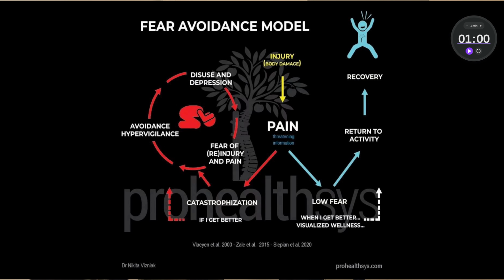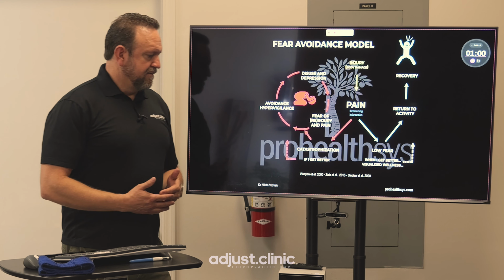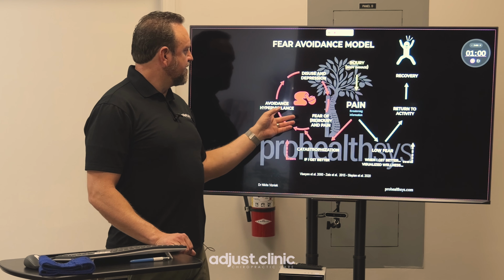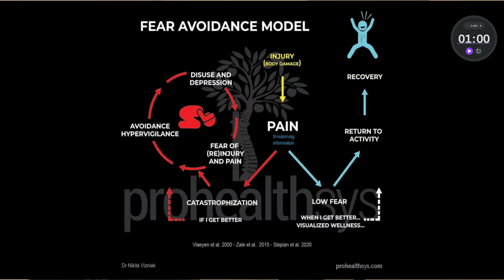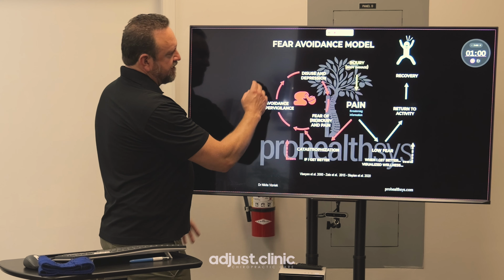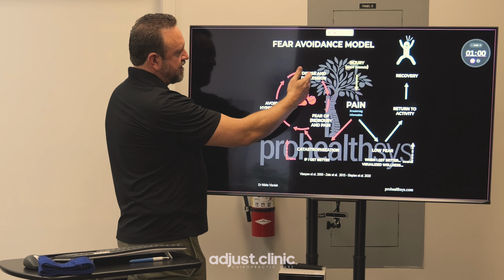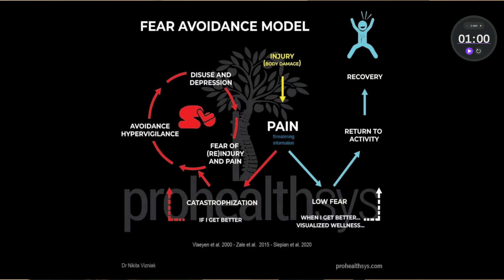You stop using your shoulders to lift overhead. You stop turning your neck or bending your neck to the side because of fear avoidance. This leads to disuse. This leads to muscle atrophy, and this can lead to depression. Now you can see that this is a vicious cycle of re-injury, fear avoidance, disuse, re-injury, fear of re-injury, fear avoidance, and on it goes.